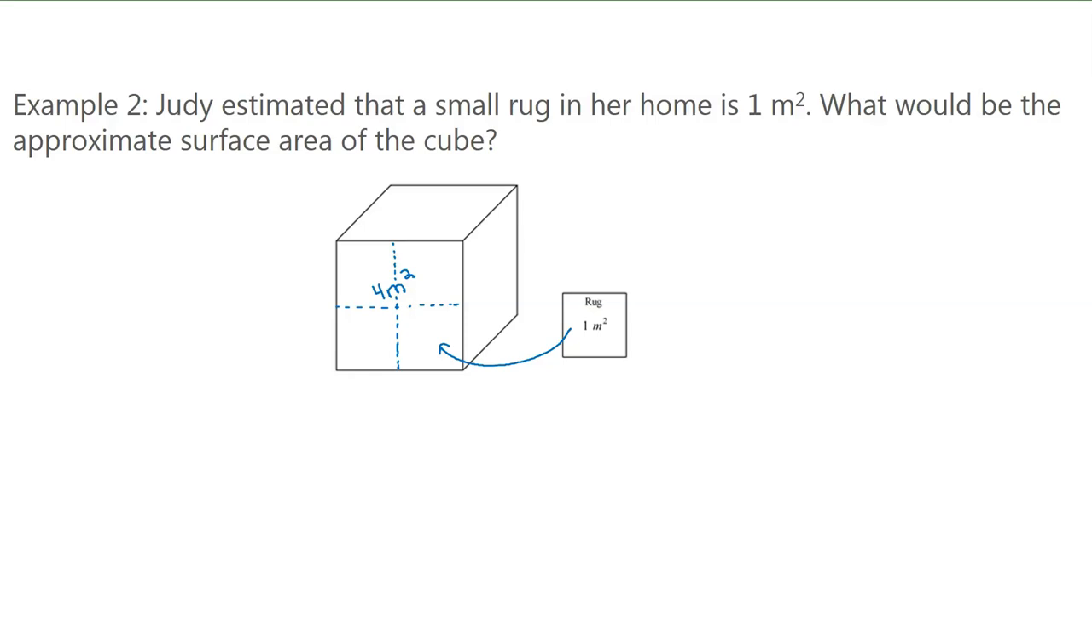Now there are 6 sides to the cube, which are all the same. They're all 4 square meters. So if I multiply 6 by 4, I can get an approximate for the surface area of the cube.